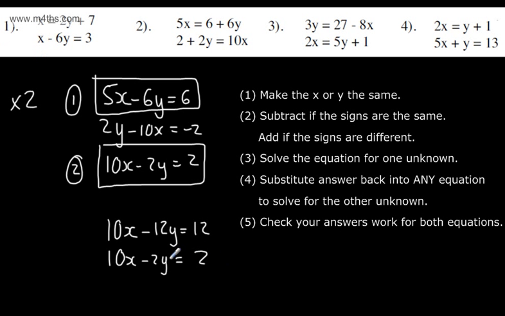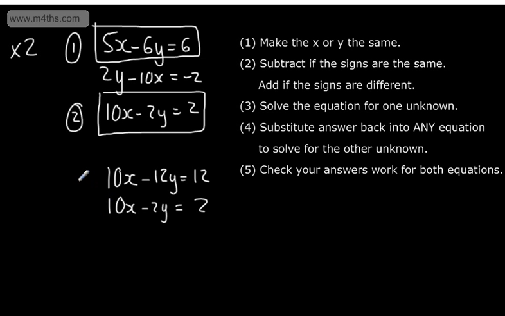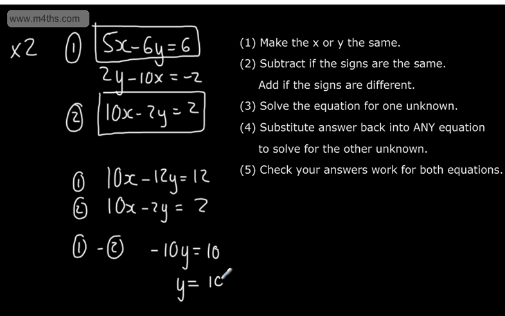I'm going to subtract now, so let's call this 1, let's call this 2. 1 minus 2, we're going to get now 0. Minus 12y minus 2y is minus 10y. 12 minus 2 is going to give me 10. Dividing both sides of the equation by minus 10, we're going to have 10 over minus 10, which gives us now y is equal to minus 1.